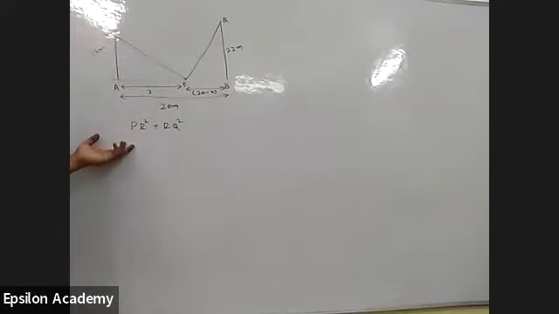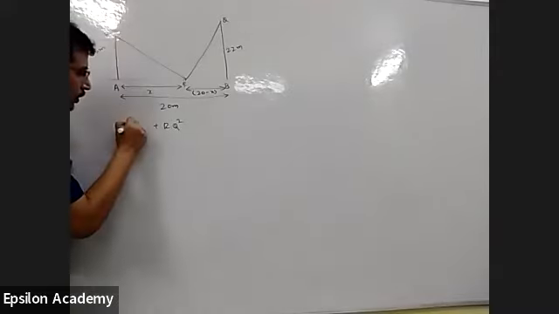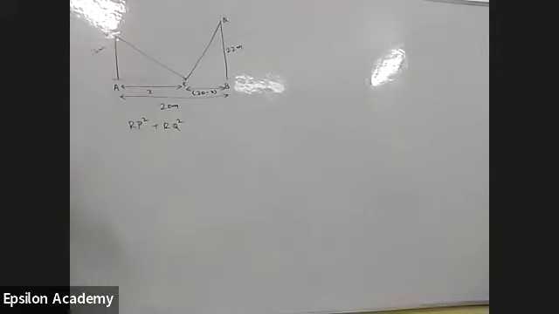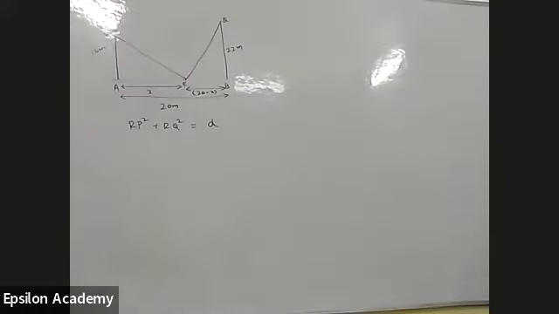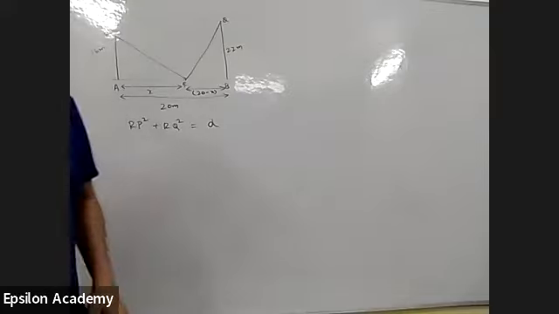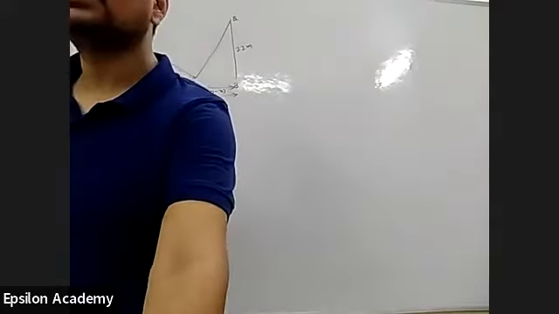RP square plus RQ square is minimum, correct? So this is simple. I guess you guys can do it. How many variables are there in the problem? How many variables are there then?